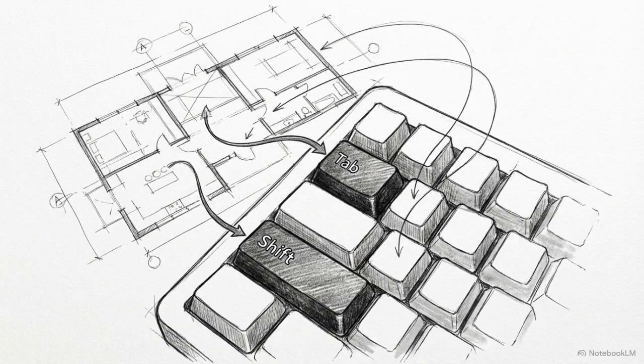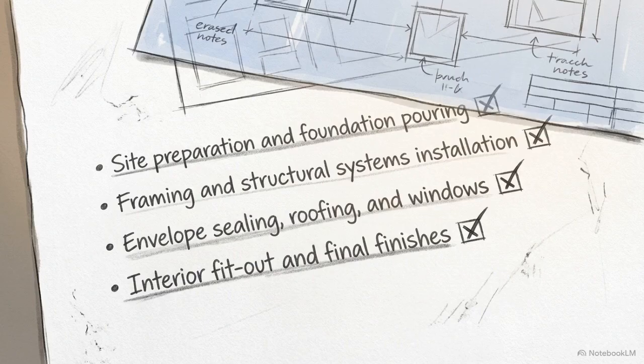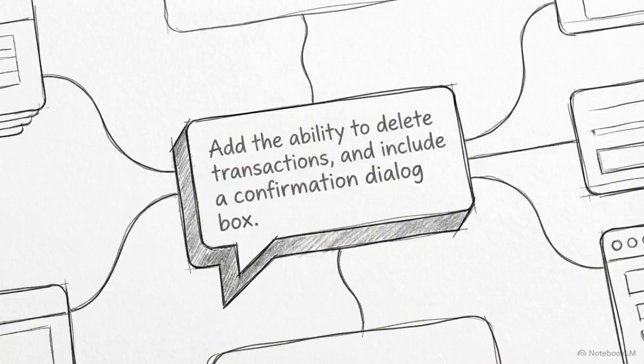Let's build an entirely new feature. Press Shift and Tab in your terminal to toggle into Plan Mode. Plan Mode completely pauses the code execution. It forces the agent to draft a written, step-by-step implementation strategy for your review before modifying files. Type your prompt: "Add the ability to delete transactions, and include a confirmation dialog box."